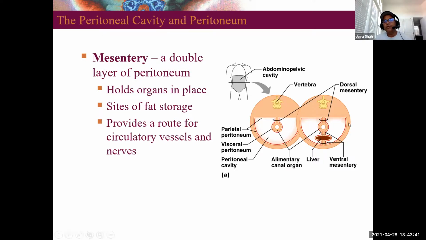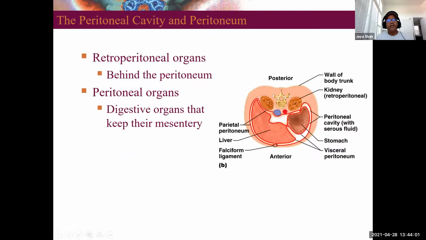There are only two ventral mesenteries, one from the stomach and liver, and another from the stomach. Okay, so that is the mesentery.